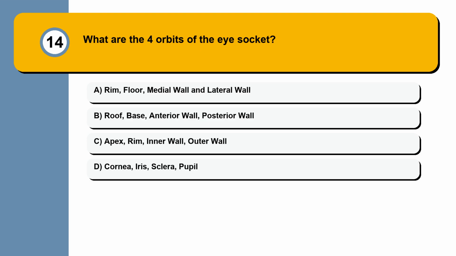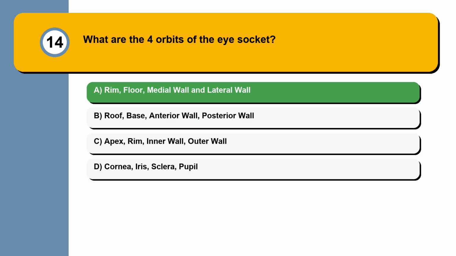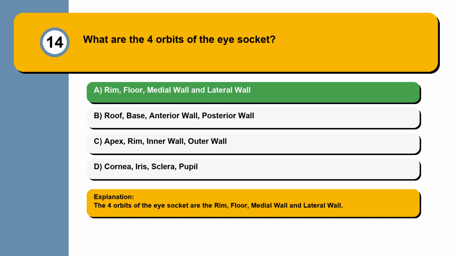Question 14. What are the four orbits of the eye socket? Rim, floor, medial wall and lateral wall, roof, base, anterior wall, posterior wall, apex, rim, inner wall, outer wall, cornea, iris, sclera, pupil. The four orbits of the eye socket are the rim, floor, medial wall and lateral wall.